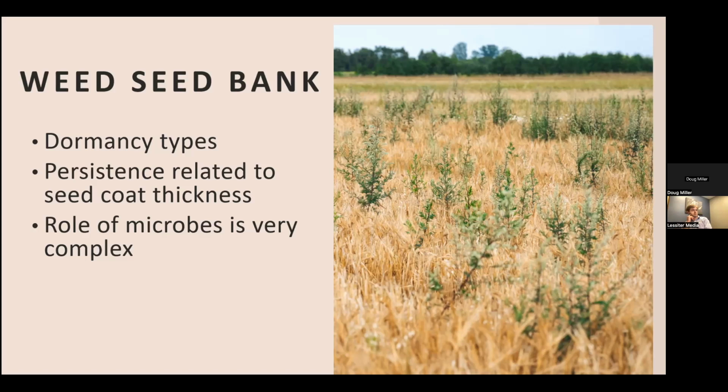And so there are lots of things that affect dormancy and persistence in the soil, and that's why you tend to see weeds that last and come back years and years and years, even if you bury them with tillage. Bring them back up many years later, they'll regenerate. And then the role of microbes with the weed seed bank is not very well understood.